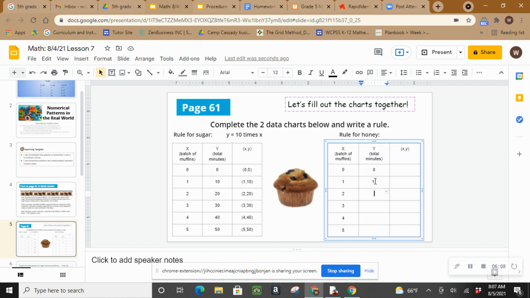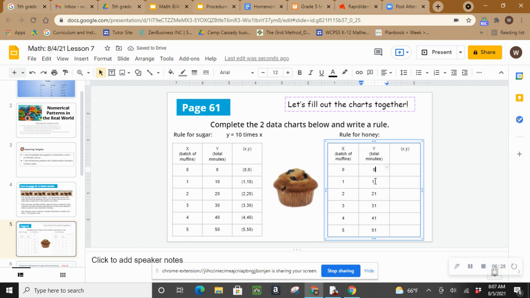Two batches, you got 10, 20, and then the additional 1 is 21. Three batches is 30, and then the additional 1. All right. 41 and 51.